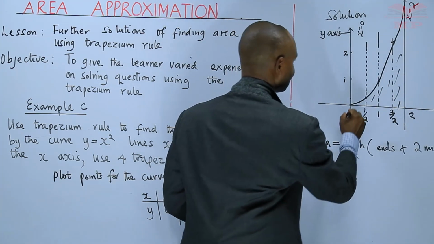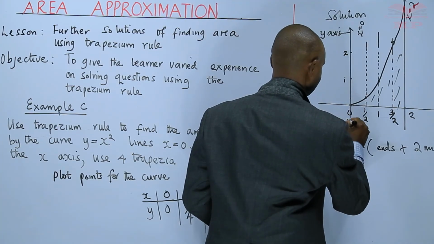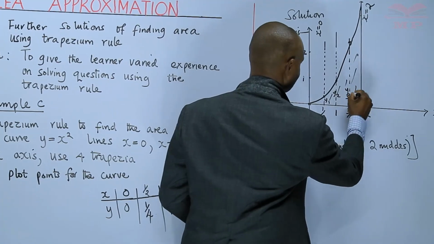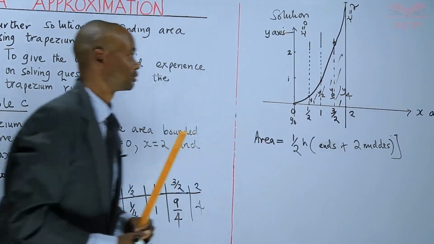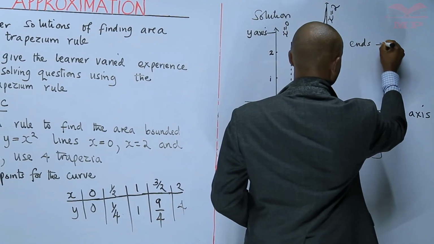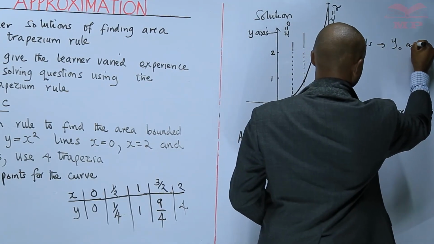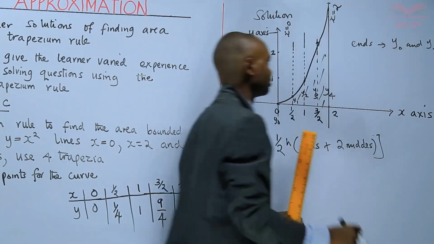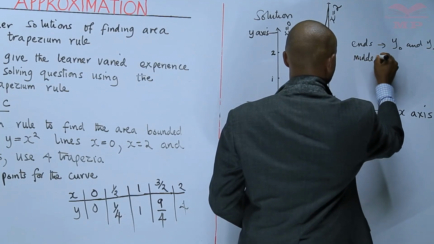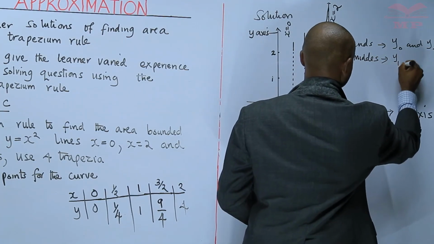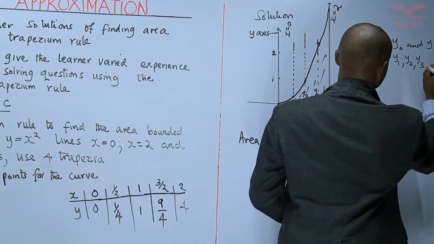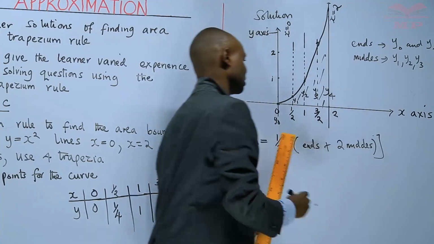So I'll take this to be y0 is 0, y1, y2, y3, and y4. So my ends, learner, are y0 and y4. My mid-ordinates, learner, are y1, y2, y3.